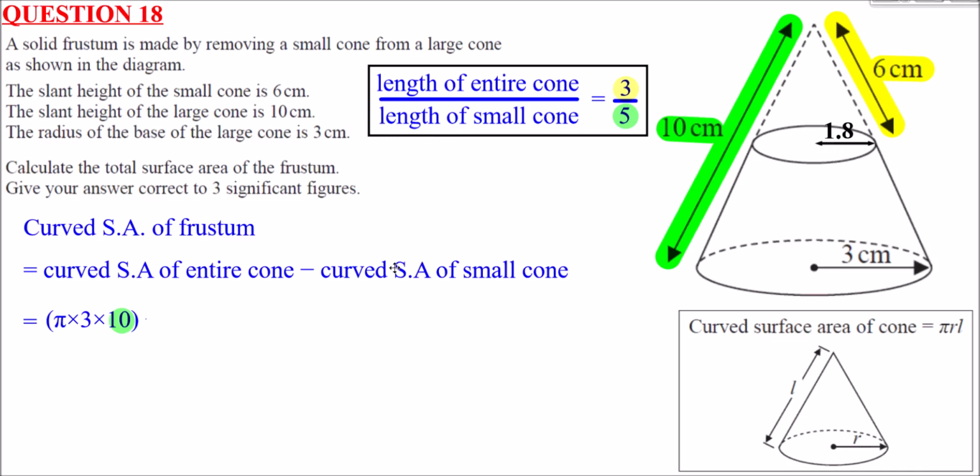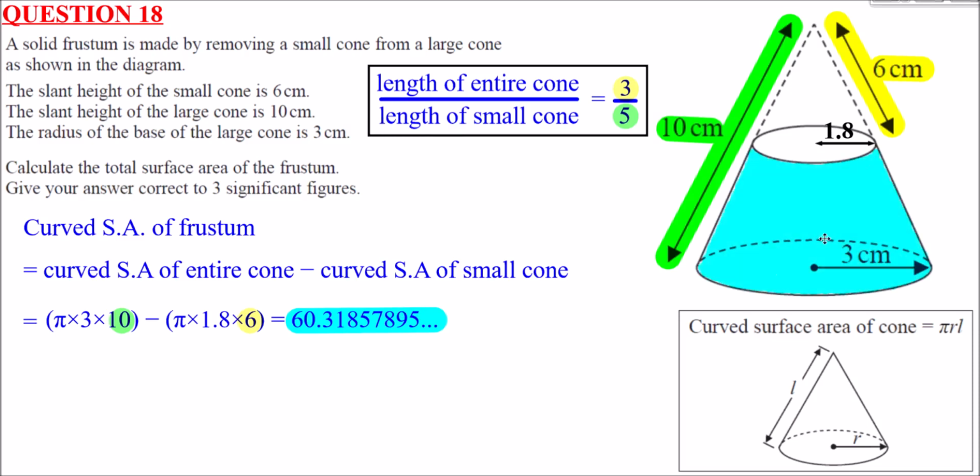So therefore the curved surface area of the small cone we need to take away will be pi multiplied by 1.8 multiplied by 6. And if we do this on the calculator, we should get a value of 60.31857, and so on. So we worked out the curved surface area of a frustum, which I'm going to highlight now in this blue colour.